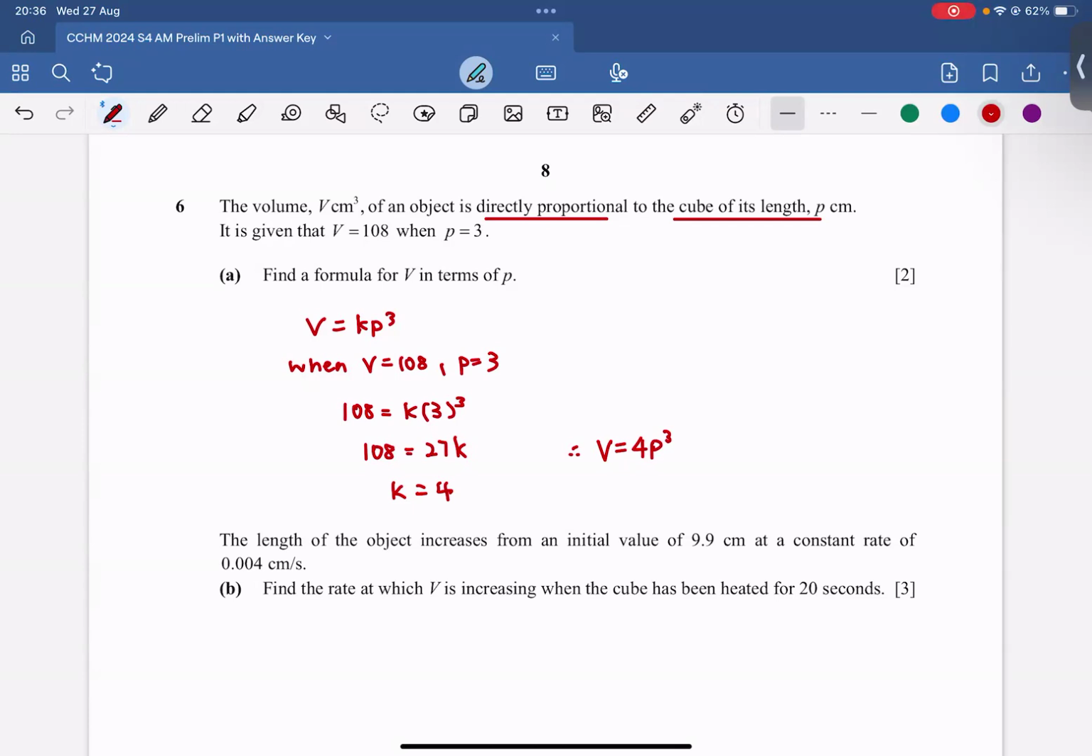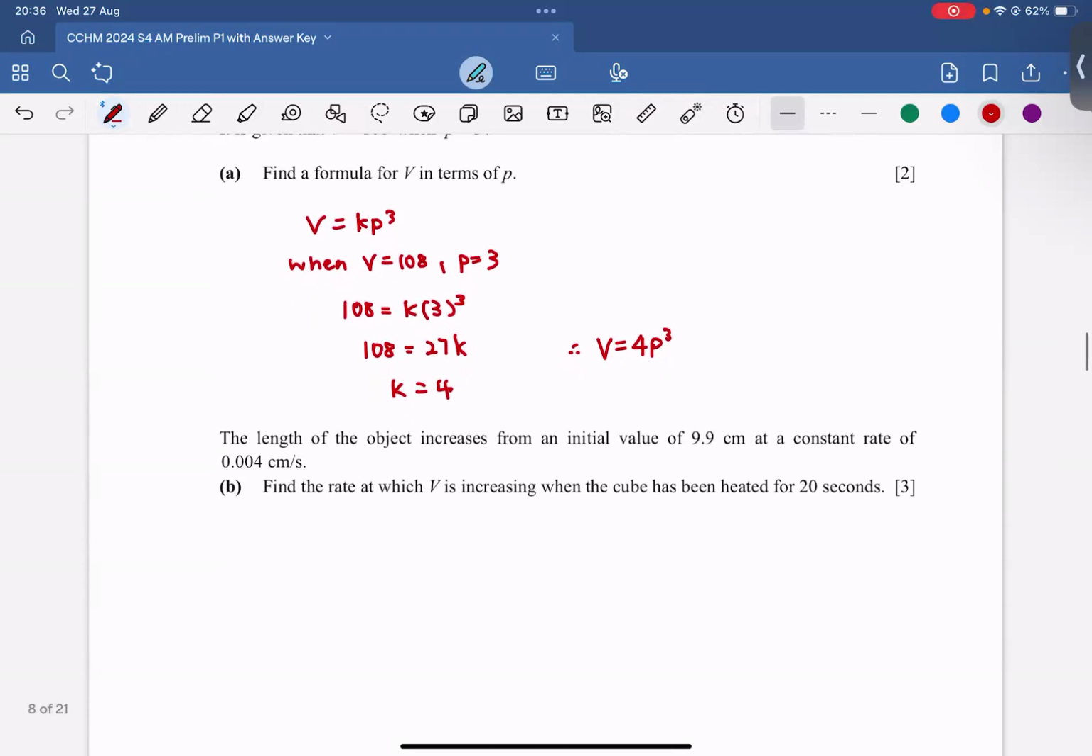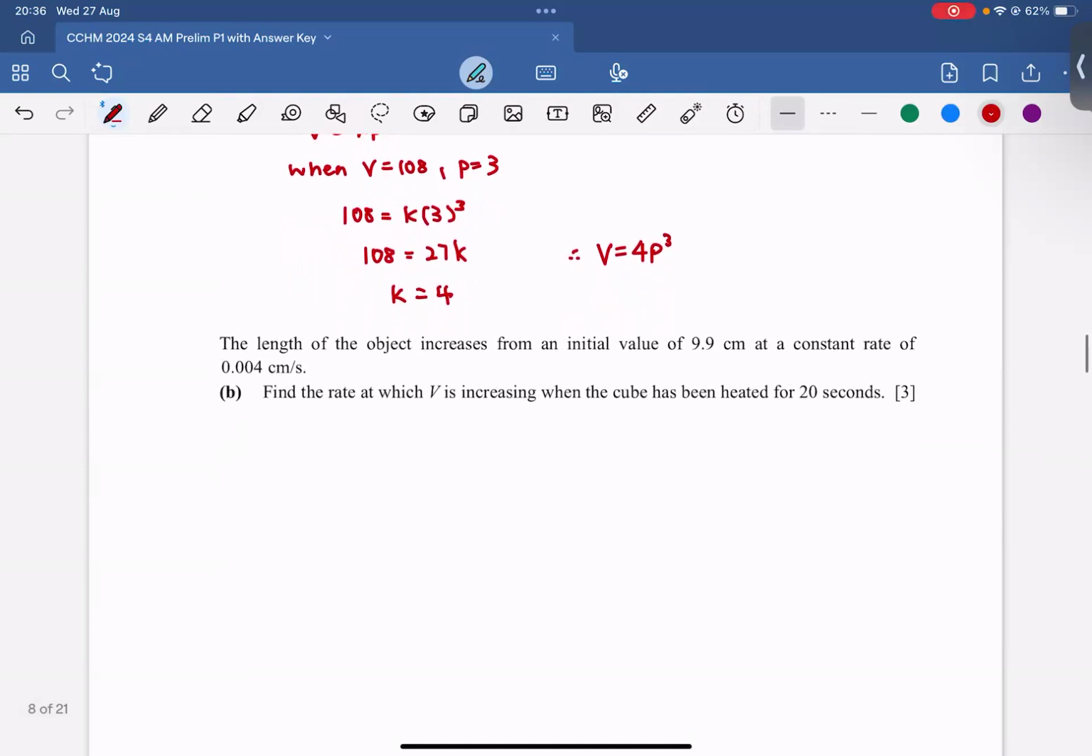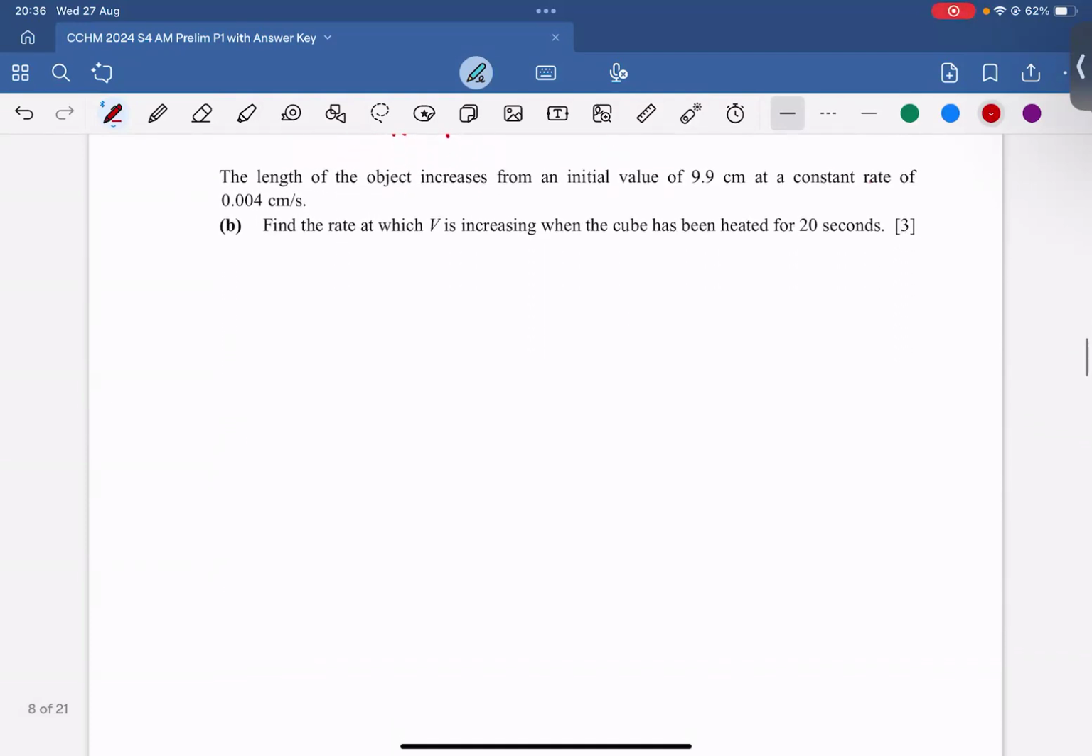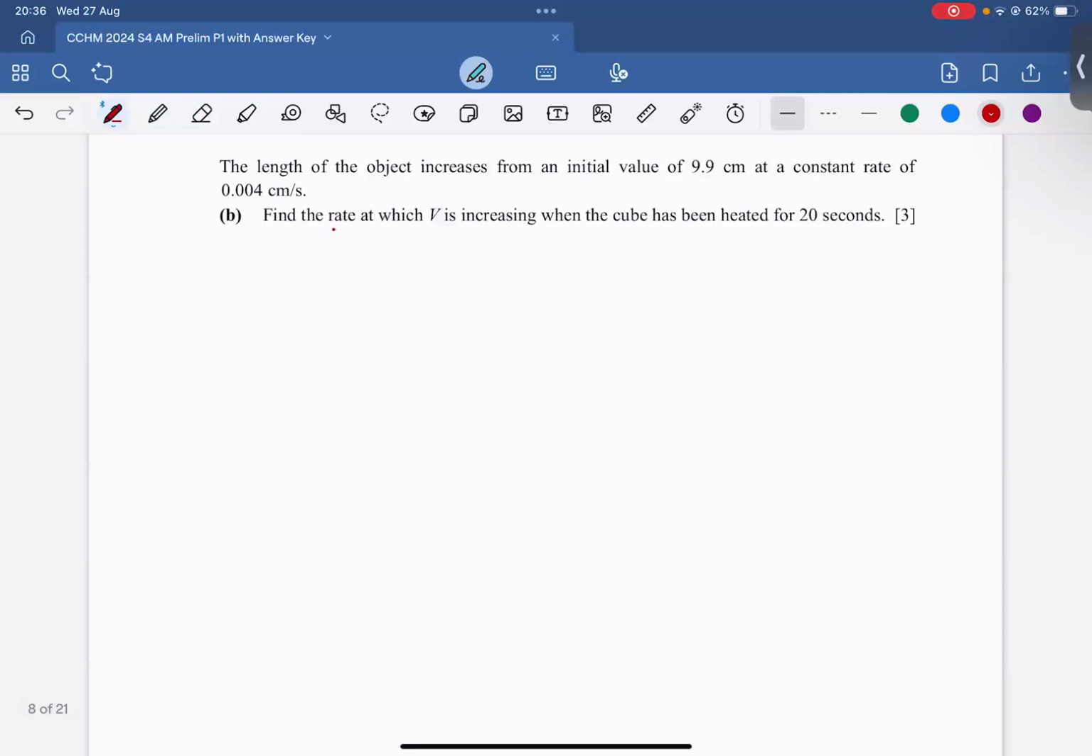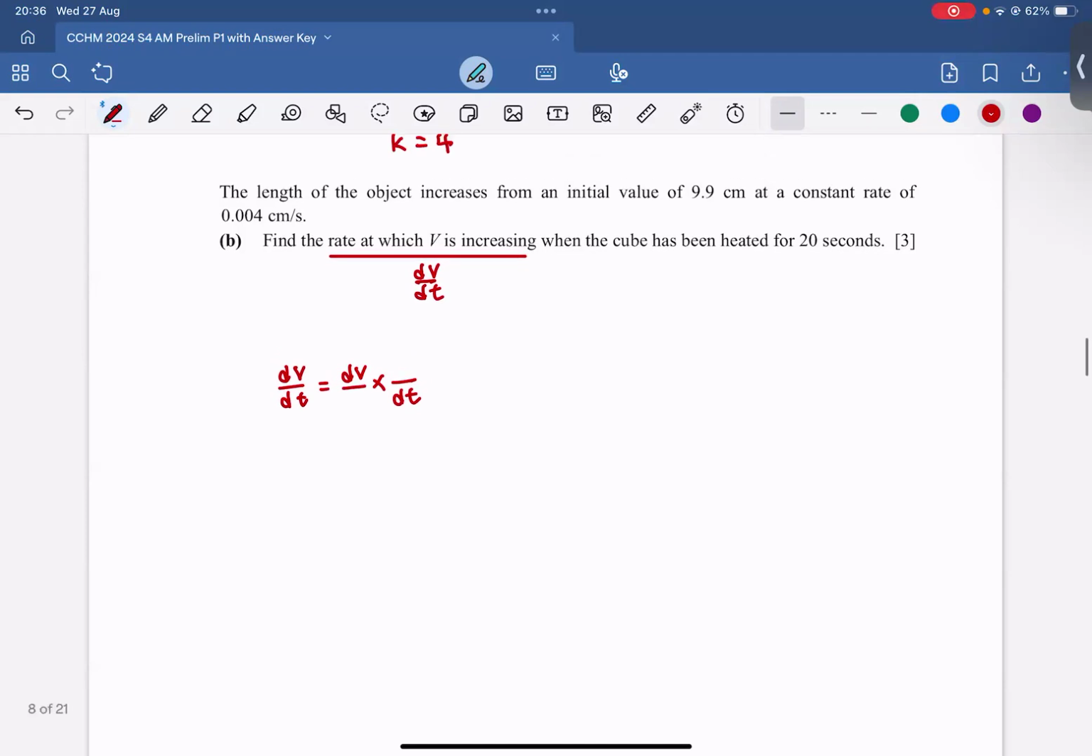Okay, so next part, the length of the object is increasing from an initial length at a constant rate of this. Find the rate at which V is increasing. So the question here wants us to find dV/dt. So we start our chain rule. dV/dt equals dV over what times what over dt. So clearly, they tell you that this is increasing at a constant rate of this. So this is actually our dp/dt. So we know to choose dp.